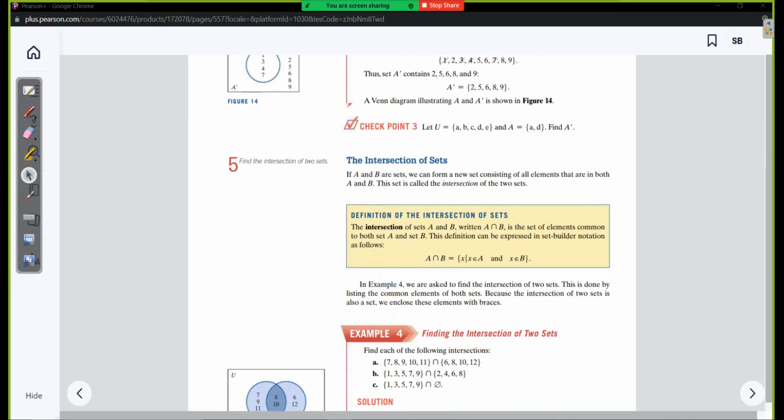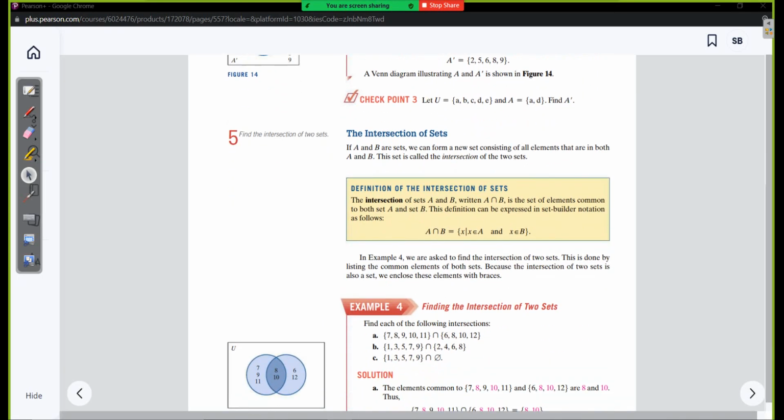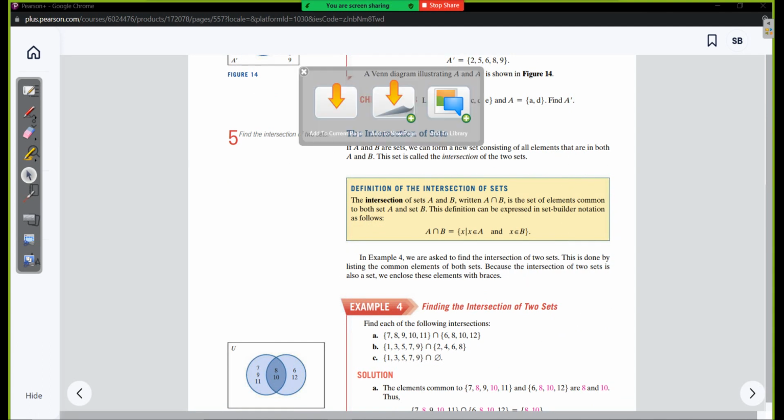Right? The next concept we're going to talk about is the intersection. And we talk about the intersection quite often when we talk about sets, intersection and union here in a moment. But the intersection of sets A and B, written A and then an upside down U, stands for intersection, is a set of elements common to both sets A and set B.